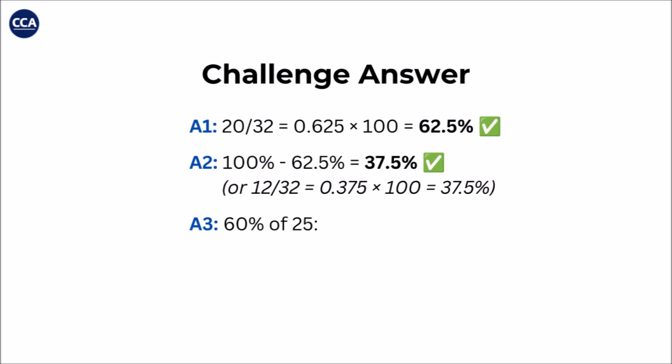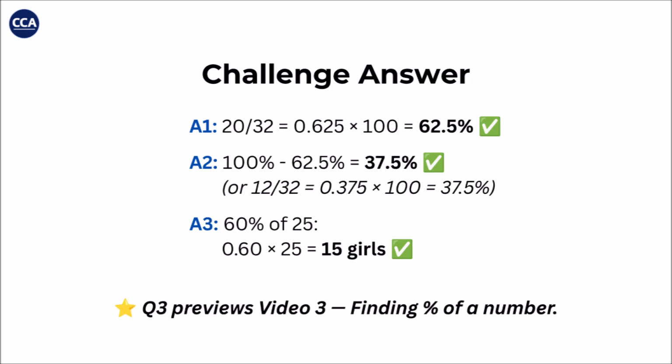Answer 3. 60% of 25. Convert 60% to decimal 0.6. Multiply. 0.6 multiplied by 25 equals 15 girls. Notice. Question 3 introduced the idea of finding a percentage of a number that will be the main focus of video 3 in this series.